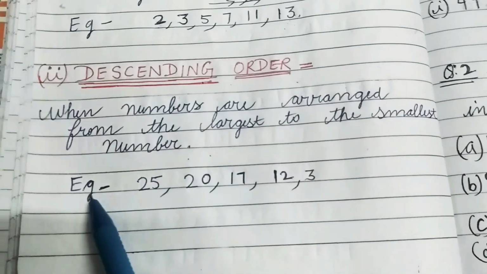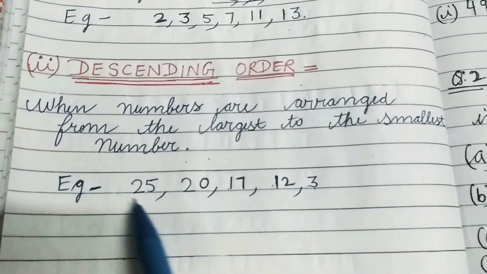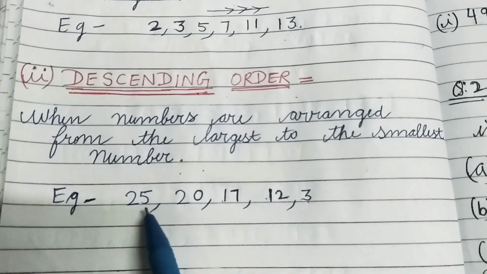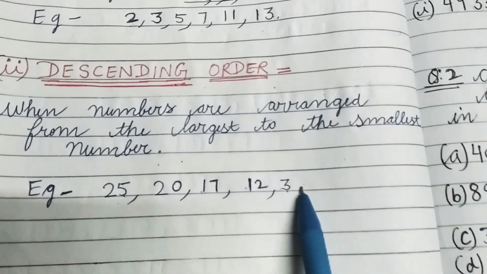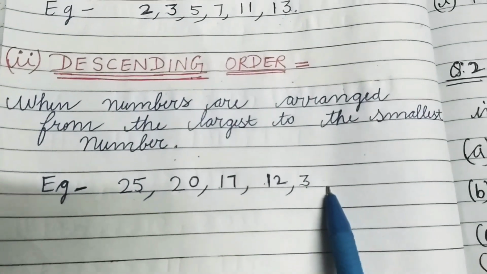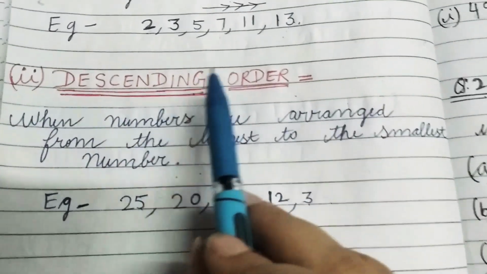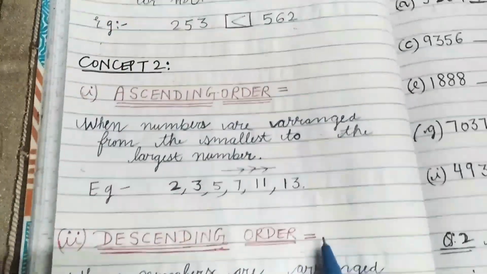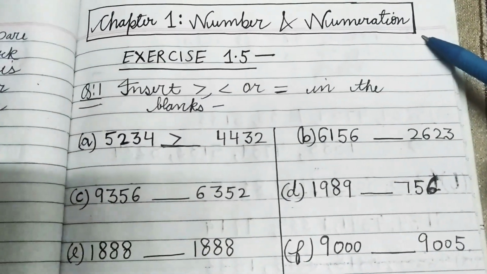Again I have taken one example, 25, 20, 17, 12, 3. What trend do you notice in these numbers? Here the largest number, 25, is placed in the front and 3, being the smallest number amongst these numbers, is placed at the end. So this arrangement of numbers from largest in the front to the smallest in the end is known as descending order. Understood? Now let us start our exercise 1.5 of chapter number and numeration.